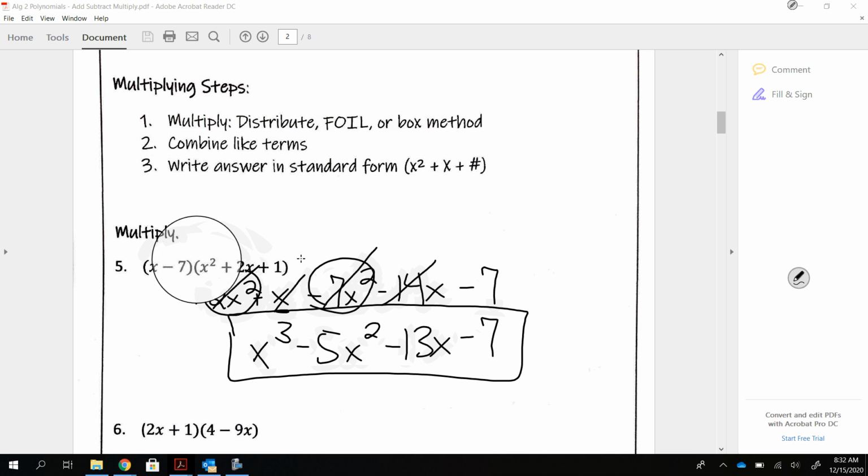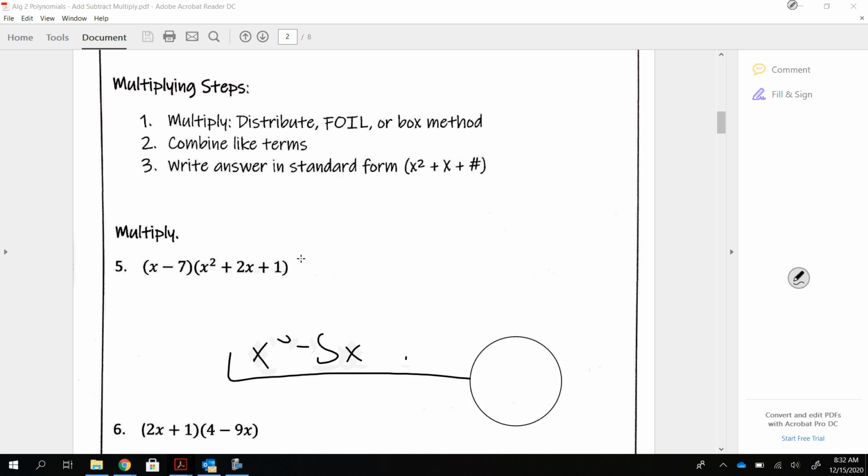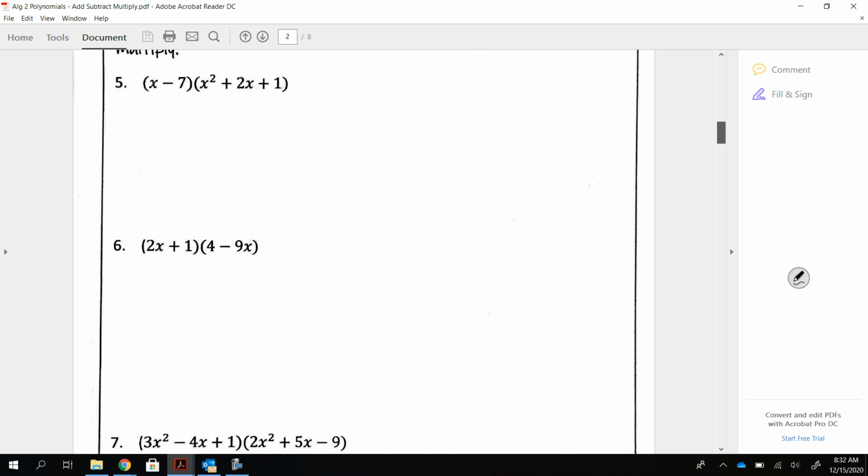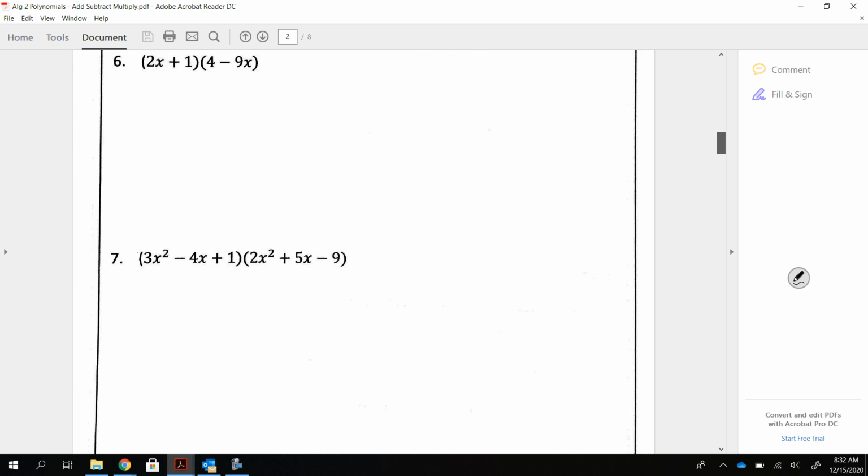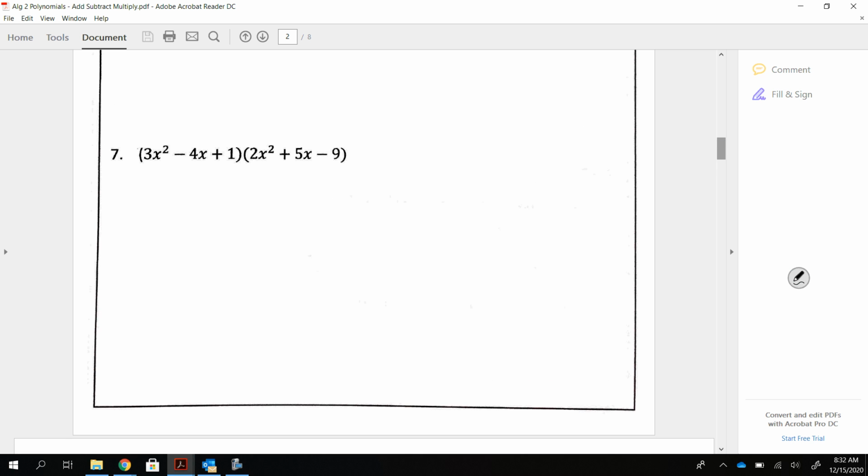We'll do one more, and then you're on your own. I don't want to make too long of a video. We'll do number 7 because it's long. There's a lot of numbers here, a lot of terms. So I just want to show you, remember, multiply everything. All right, so let's start with 3x squared. 1, 2, 3. I'm just showing it.